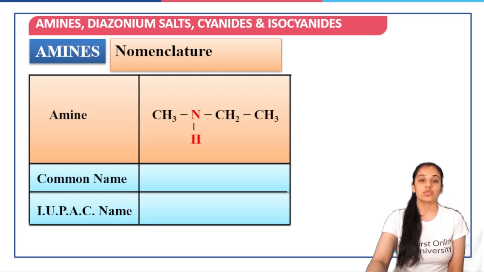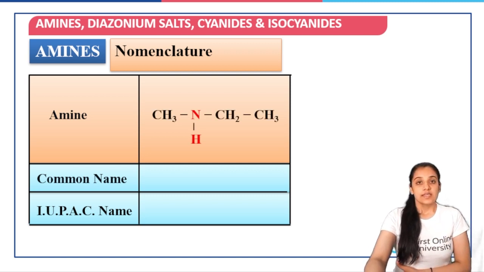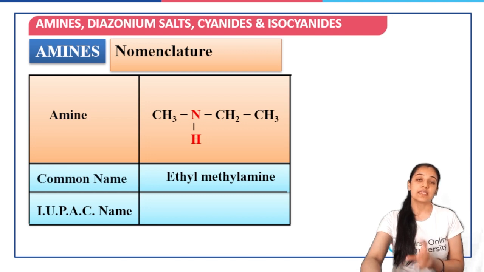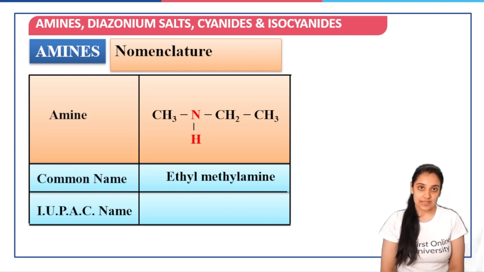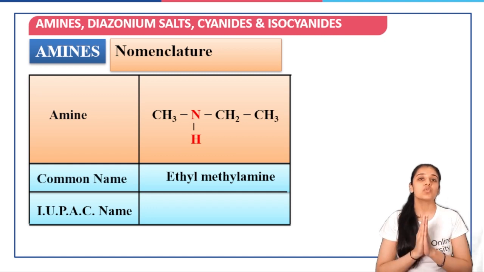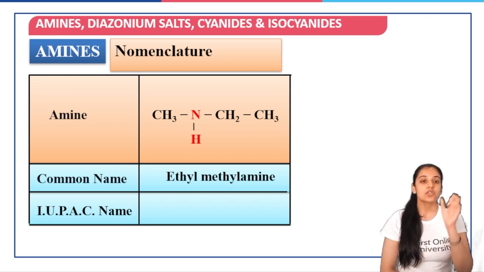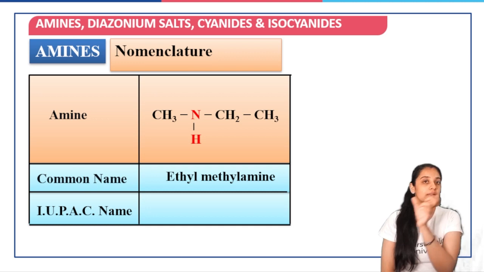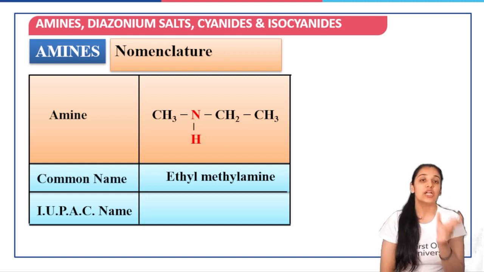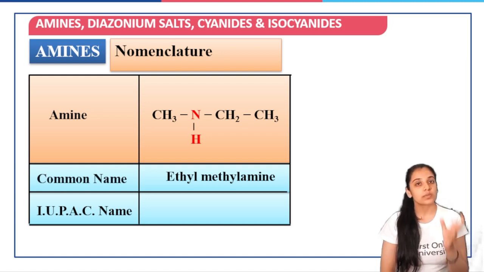The next compound is CH3NHCH2CH3. Now here it's a secondary amine that is given to you. So the common name is ethyl methylamine. What you have to do in such a case is look at all the alkyl groups present around nitrogen. On one side we have a methyl group, on the other side an ethyl group, and going in alphabetical order we have ethyl and then methyl. So ethyl methylamine is going to be the common name.